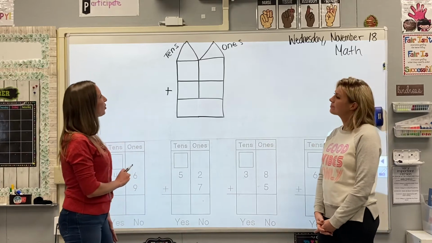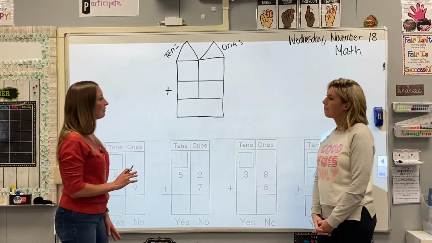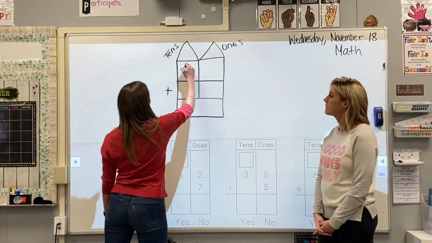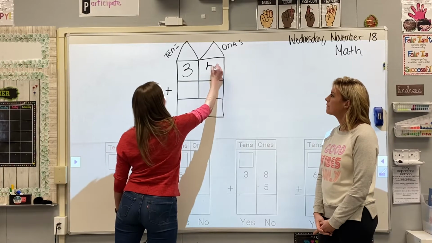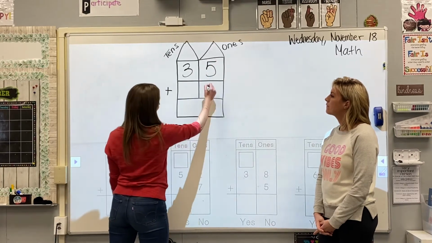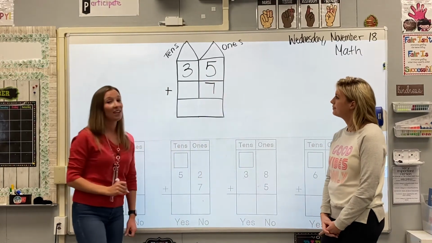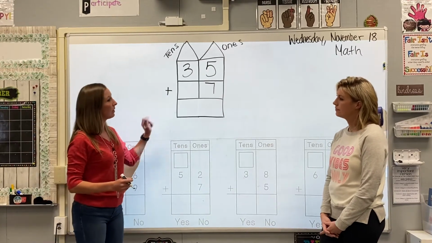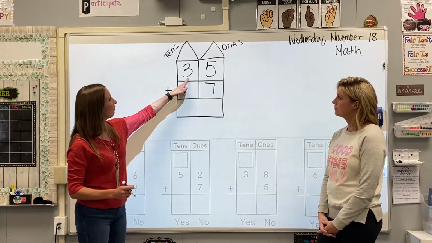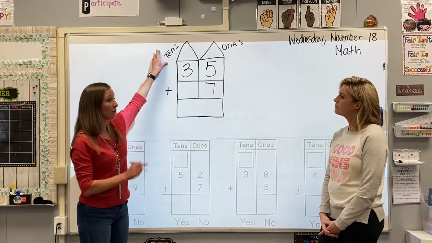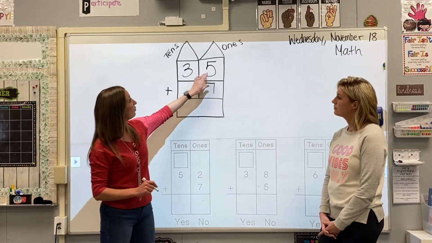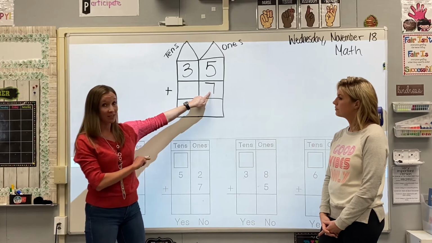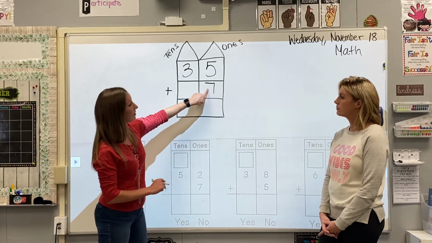So I want to show you what this might look like with a problem that's at the top of our worksheet today. I think the problem is actually the number 35 plus 7. Now, I want you to take a look. I have organized my numbers very carefully. I have made sure that the 3 from the number 35 is in the tens house where it belongs. The 5 is in the ones house. And then my second number 7, because it's a single digit number, always belongs in the ones house.